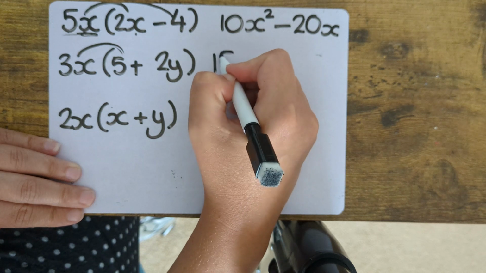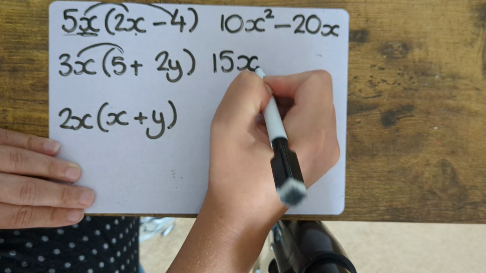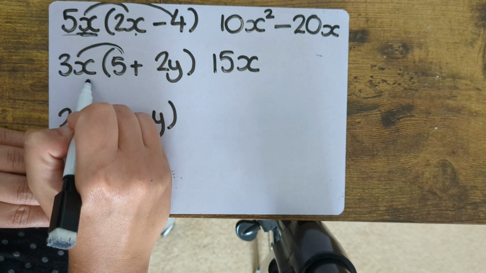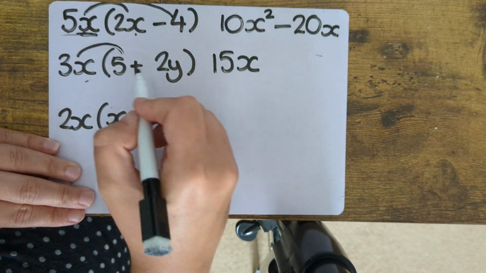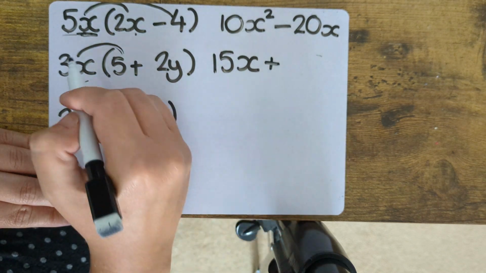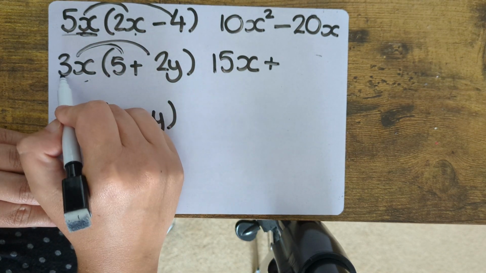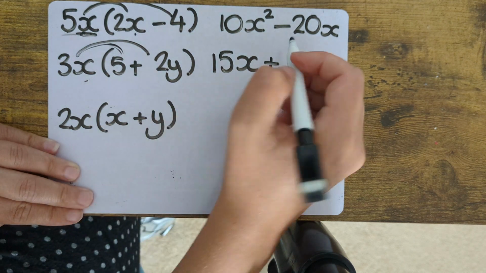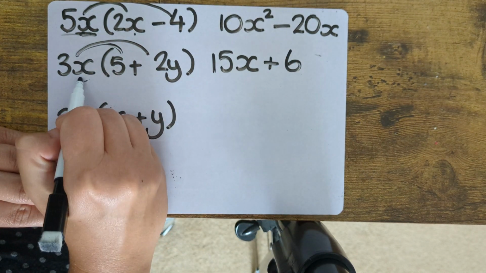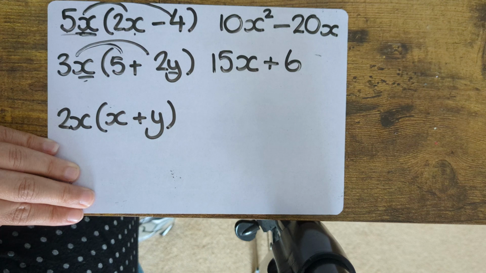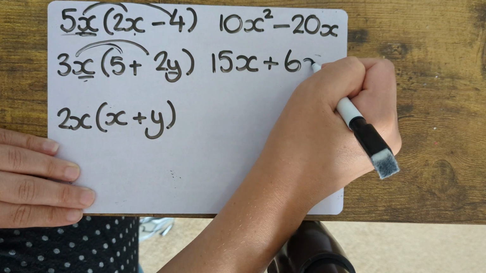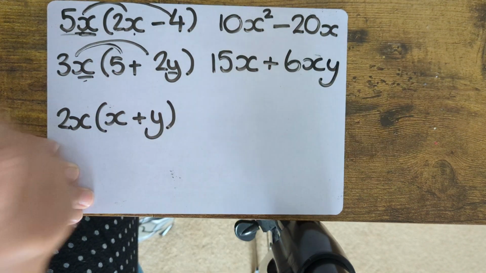So we just put an x on its own because there's not an x next to the 5, it's just next to the 3. We've got our plus sign, and then 3x times 2y would be 6. And then because we've got both letters, we put them alphabetically. So x comes first and then y, giving us an answer of 15x plus 6y.